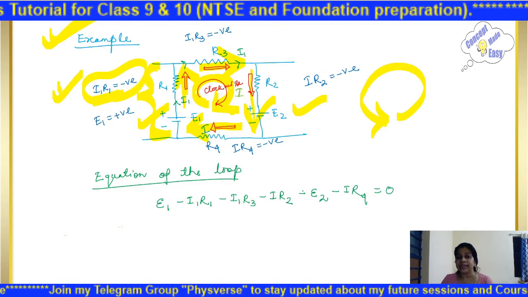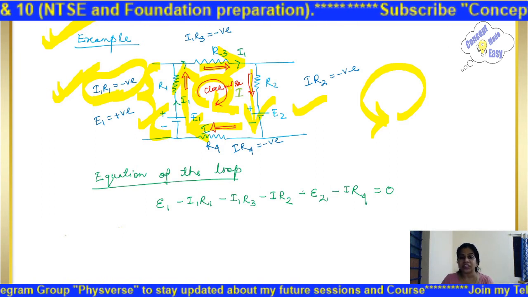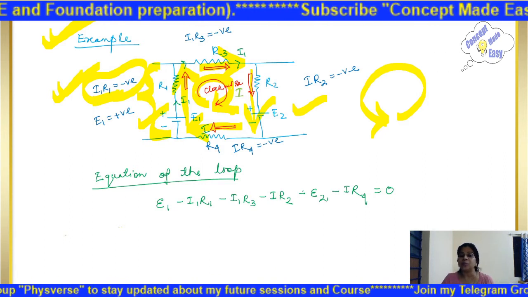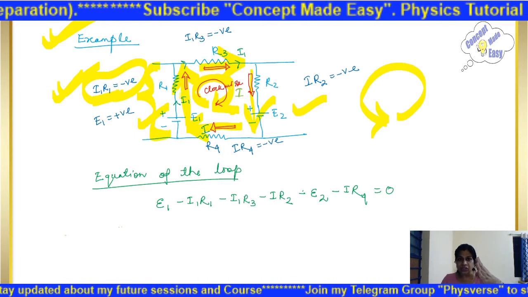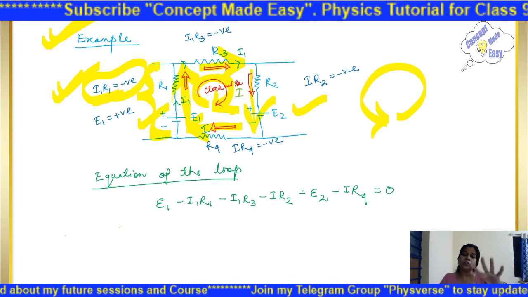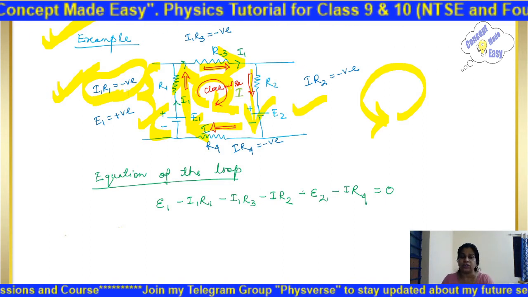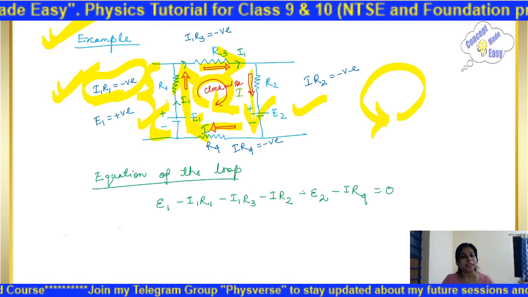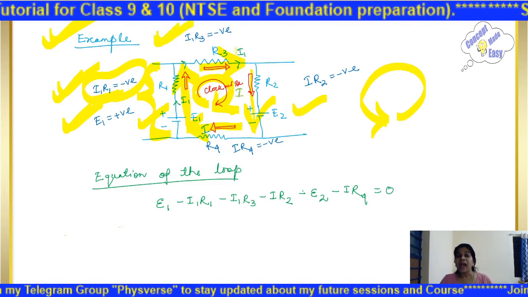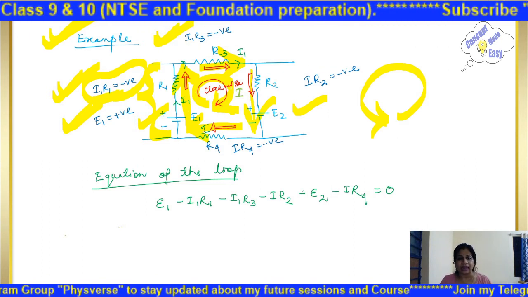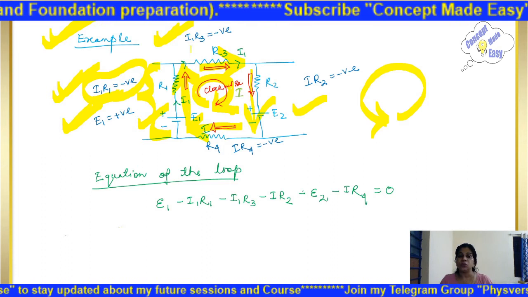So this is negative. Why is this negative? Because you are assuming your motion is in this direction and the current I1 is also moving in this direction, from plus to minus. If the current direction and your assumed motion direction are the same, then the voltage drop is negative. But here, for the source, it goes from minus to plus, so E1 is positive. Similarly, I am assuming the current I1 is flowing across R3, so the voltage drop is I1 R3.